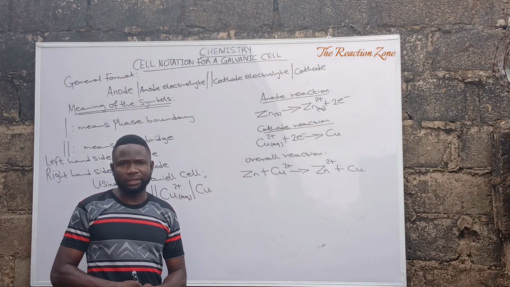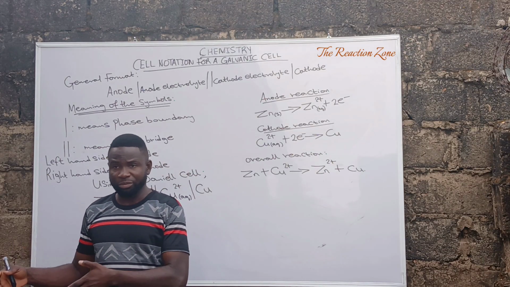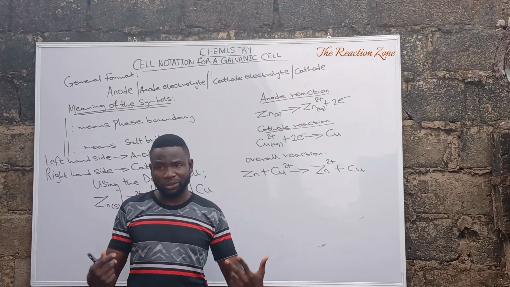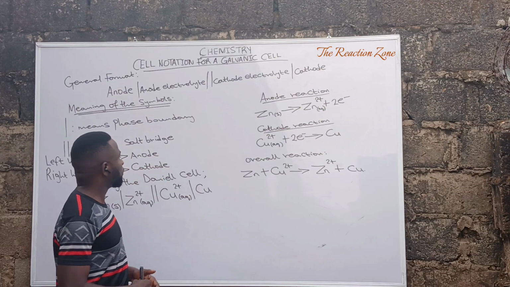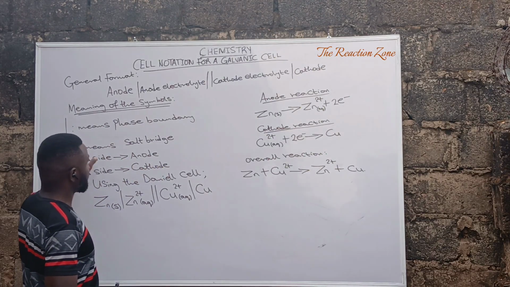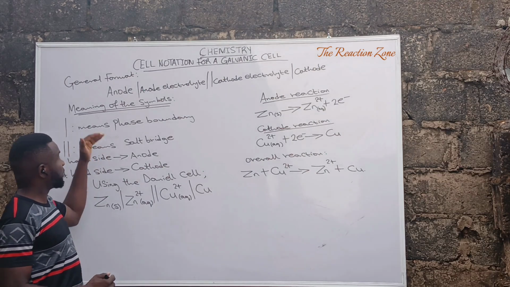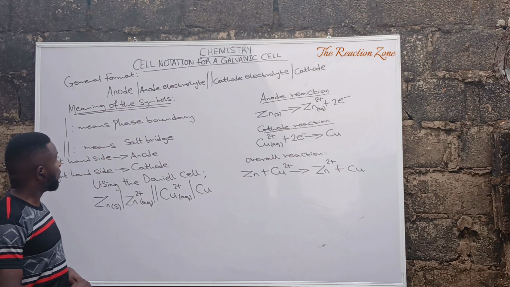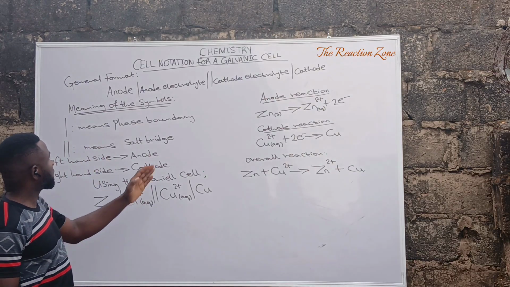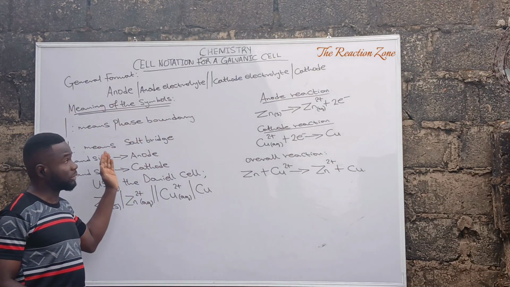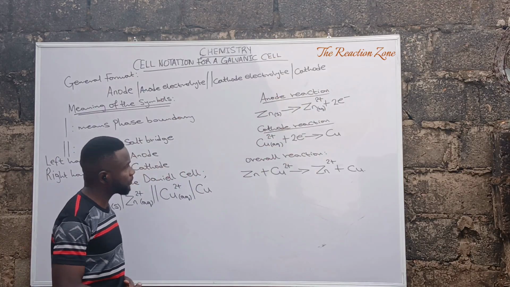Now, recall that in the last video on galvanic cells, I mentioned some of the functions of the salt bridge, and I said that it connects the two half cells and completes the circuit of the cell. So, the double vertical lines here represent the salt bridge. Now, looking at this general format, the left-hand side represents the anode half cell, and the right-hand side represents the cathode half cell.